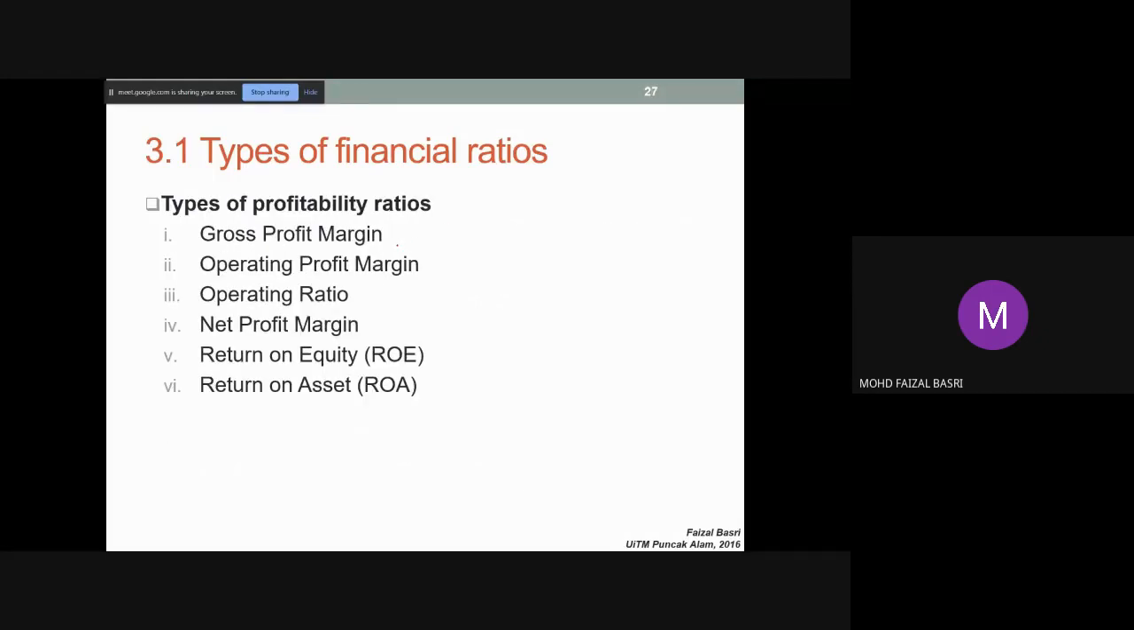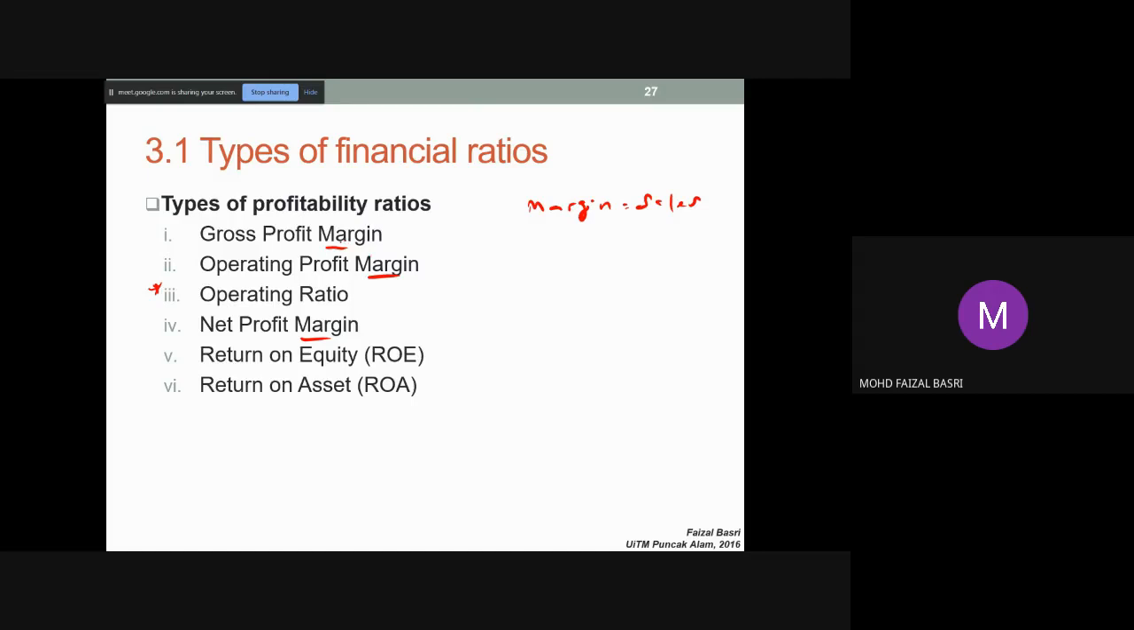So here we have 6 ratios. Ratio number 3, the operating ratio, is the only ratio where the lower the ratio, the better. The other 5, including gross profit margin, operating profit margin, and net profit margin, the higher the ratio, the better. In terms of similarity, you can see there are 3 ratios with margin: gross profit margin, operating profit margin, and net profit margin. For these profitability ratios, you can associate margin again with sales.